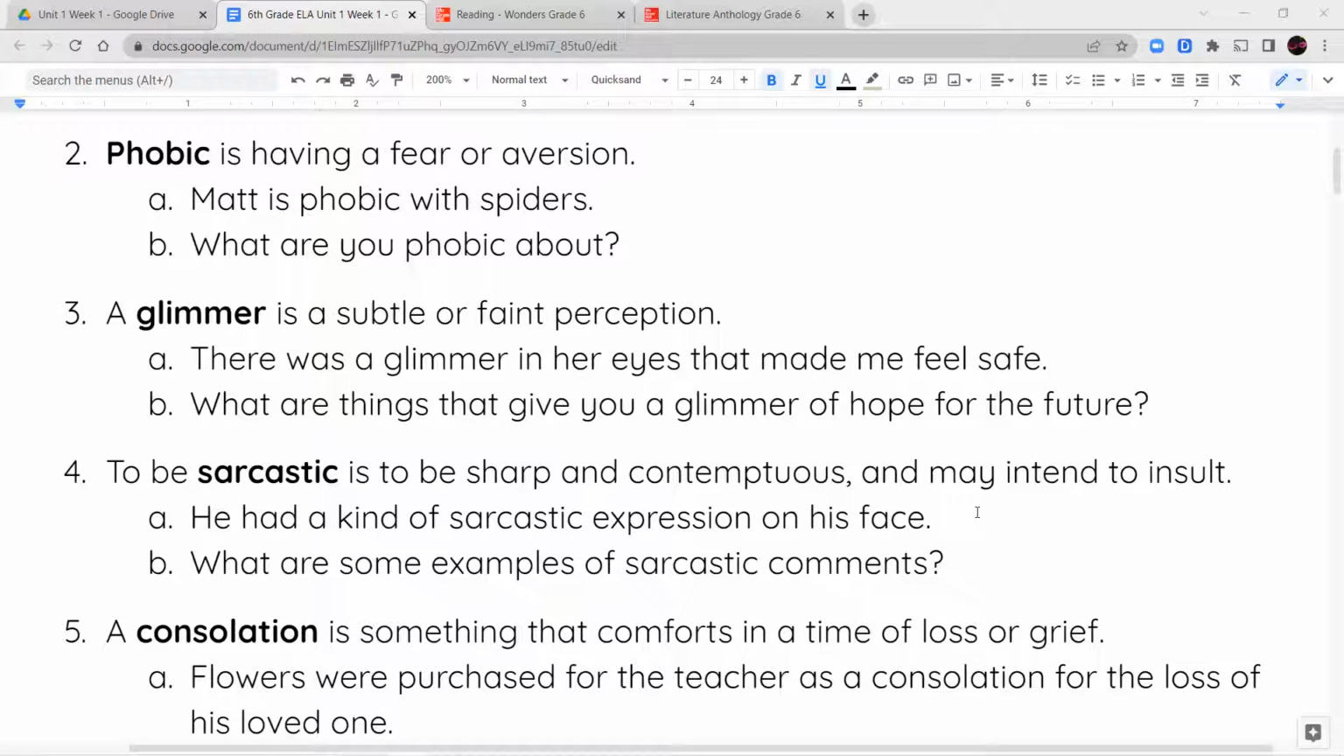If you want to use it in question form, you can say, what are things that give you a glimmer of hope for the future? So what are some small things that make you feel hopeful?